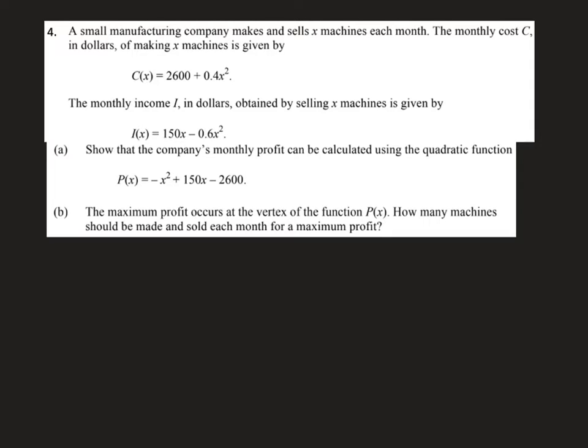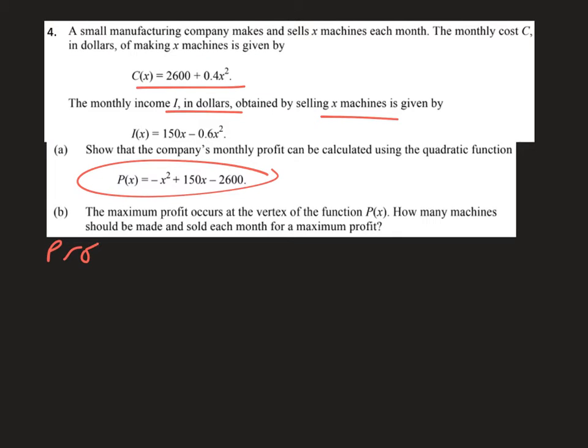Question 4 is all about business management, essentially. We're given a cost function for a small company which makes x machines each month, and we're also given an income function in dollars for the amount of money they get from selling those machines. And we're asked to show that the profit function can be expressed like this.